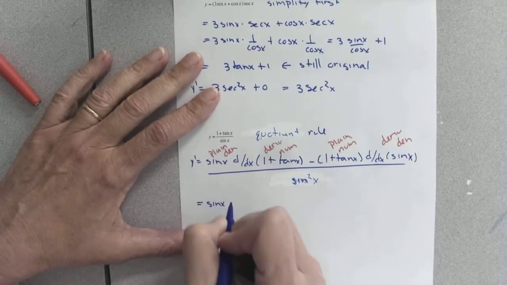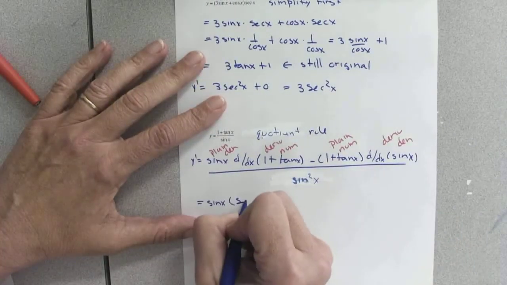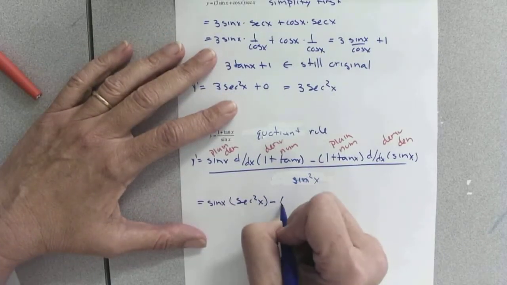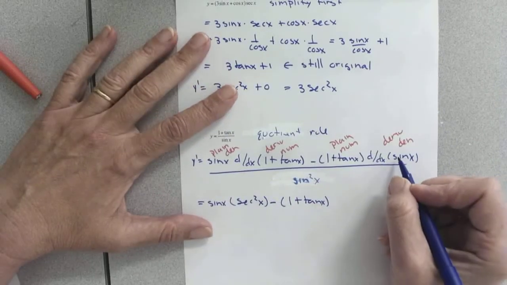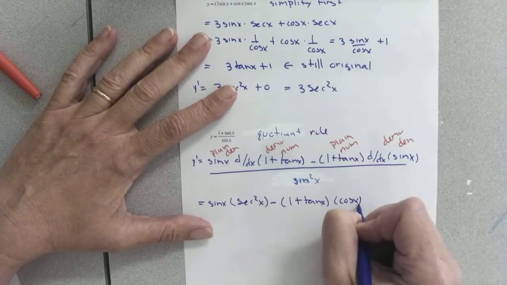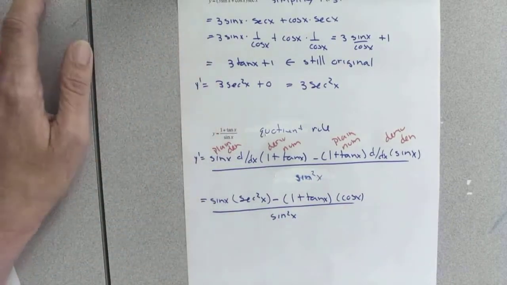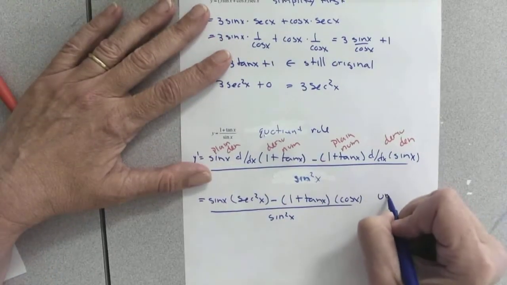Now doing it. Plain denominator, so leave it alone. Derivative of 1, 0, derivative of tangent, secant squared x, then minus 1 plus tangent x, derivative of sine, cosine, all over sine squared x. So there's my derivative, unsimplified.